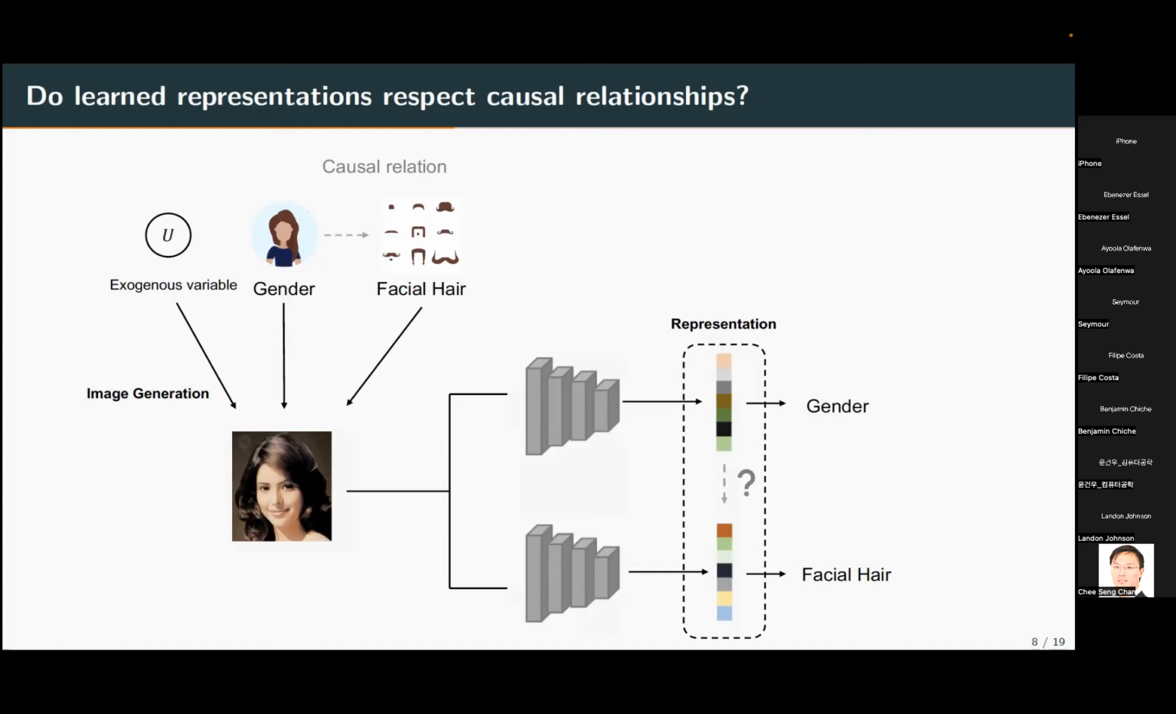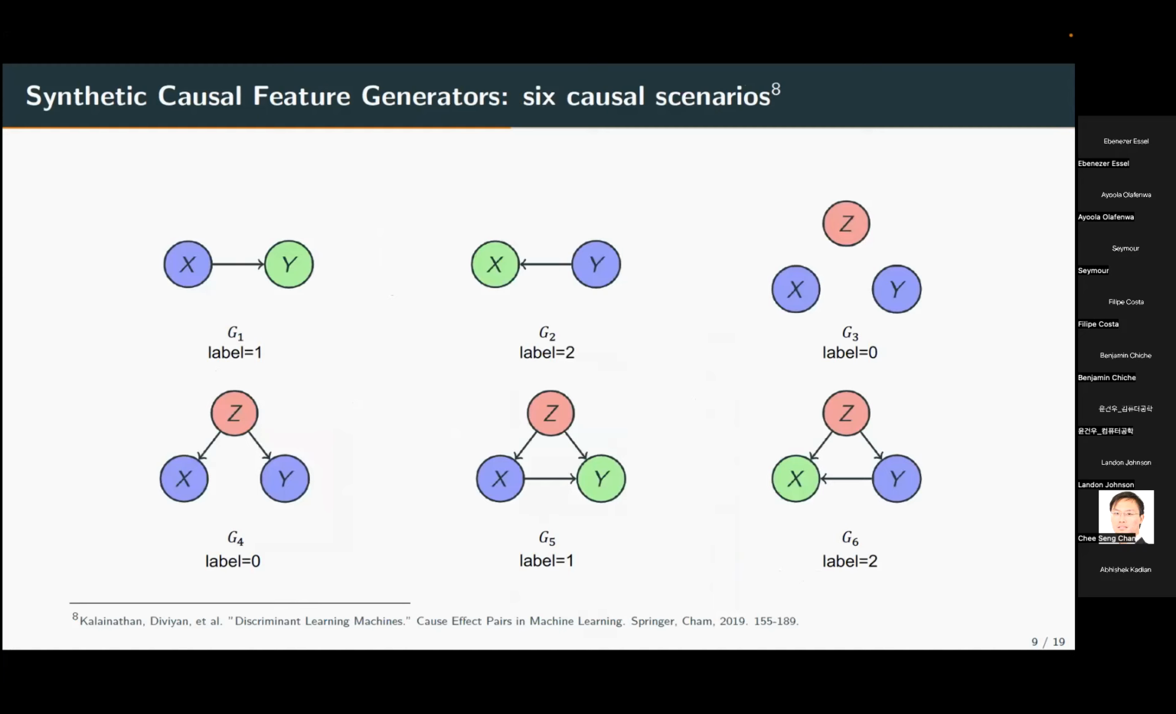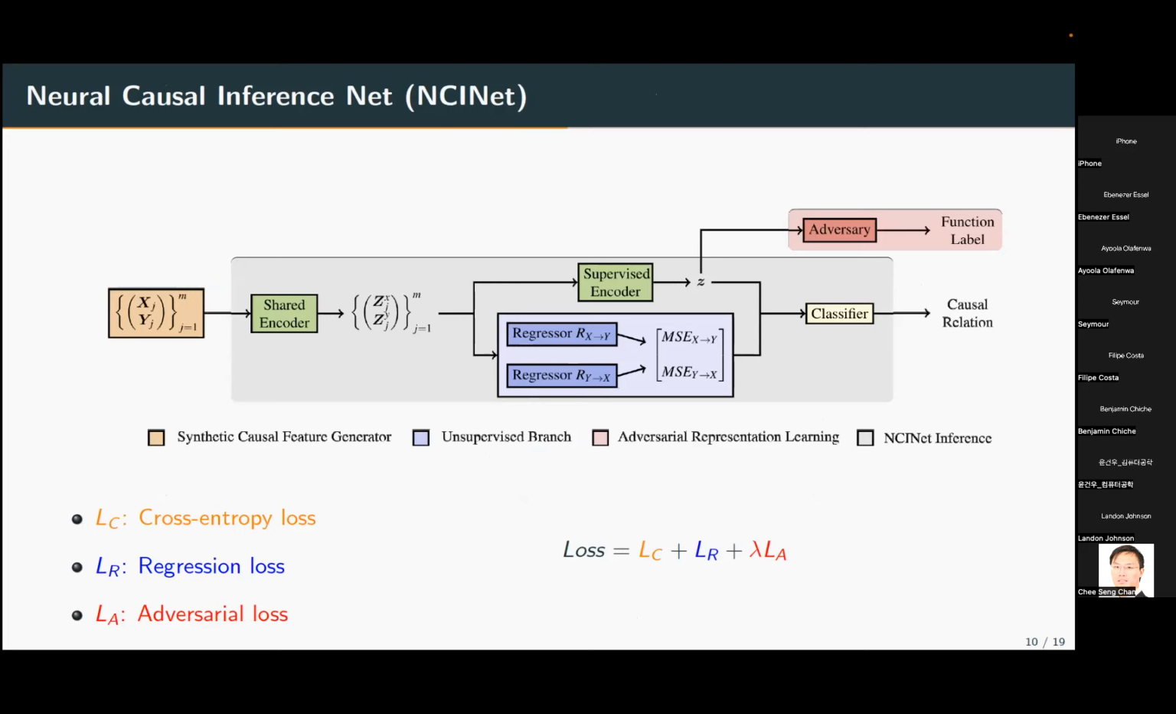In these settings, we come up with two questions. The first question is: can we infer the causal relations in the high-dimensional representations? And the second question is: do these causal relationships in the representation also respect the causal relationships from the original attributes? We propose NCNet to address this problem. In our model, we consider the six causal scenarios for pairs of high-dimensional representations with and without confounder settings. So here is the framework of NCNet.